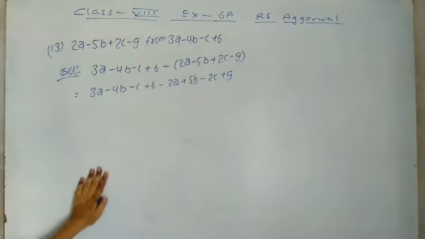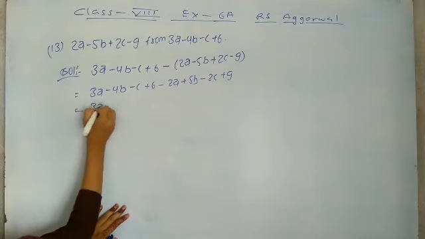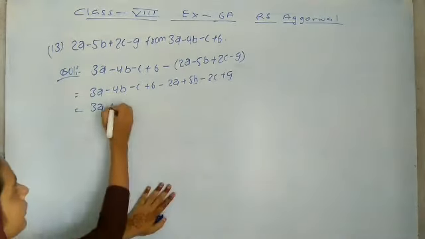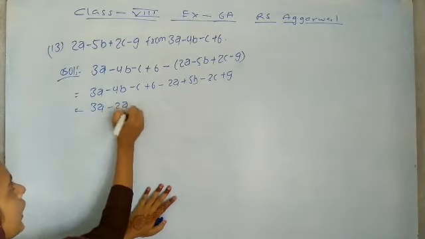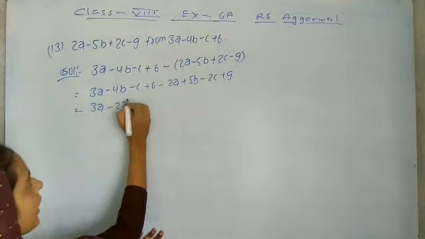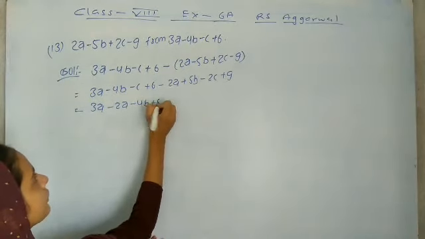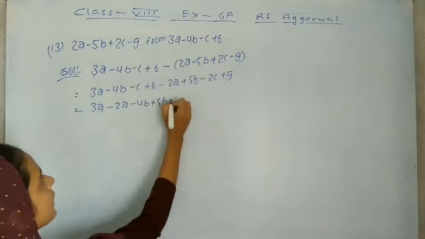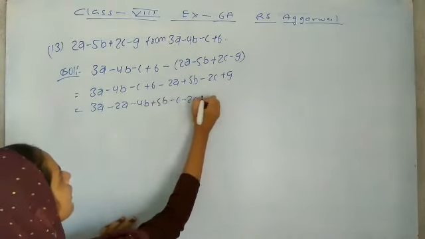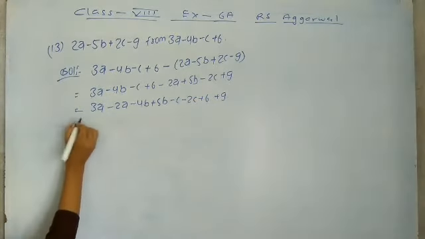And now we will bring them in like terms. So here is firstly 3a, and now we will also take a. So here is minus 2a. Now we will take b. So here minus 4b, and here is plus 5b, and here is minus c, here is minus 2c, here is plus 6, here is plus 9. Now we will solve them.